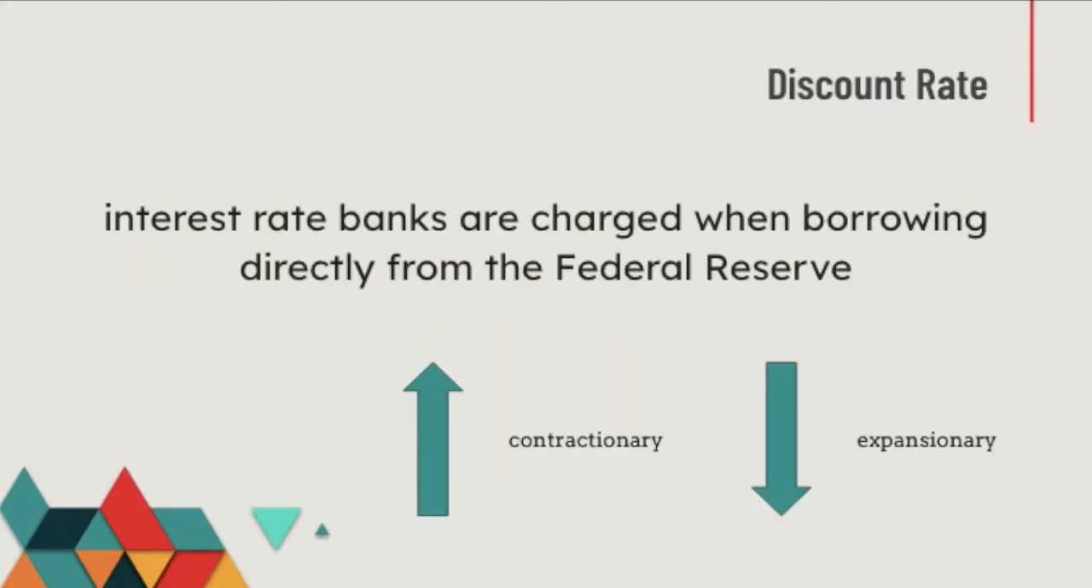The discount rate is the interest rate banks are charged when borrowing directly from the Federal Reserve. When the Fed lowers the discount rate, the money supply is expanded. When the Fed raises the discount rate, the money supply is contracted. This is because there is more borrowing when the interest rate is low, meaning there will be an increase in excess reserves in commercial banks. So low discount rate leads to expansion. High discount rate leads to contraction.